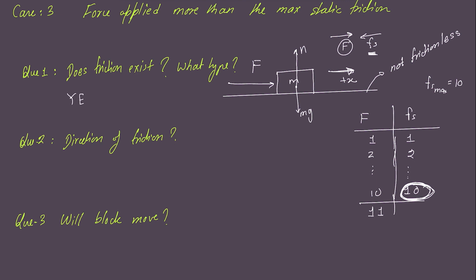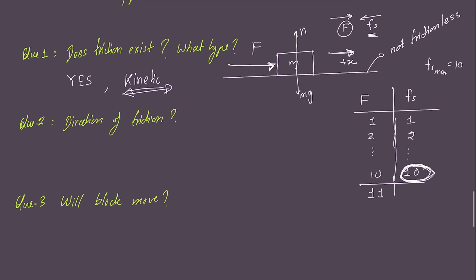Yes, it does, because for friction to exist, there should be two things: either the tendency of motion should be present, or there should be motion. In this case, there will be motion because there is a net force in the plus x direction. And what type of friction? This is a tricky one. Here the force applied is greater than the maximum static force, but because there is motion, this is no more a static case, and therefore you have kinetic friction here and not static. Remember, once things start to move, you will not have static friction, but you will have kinetic friction.